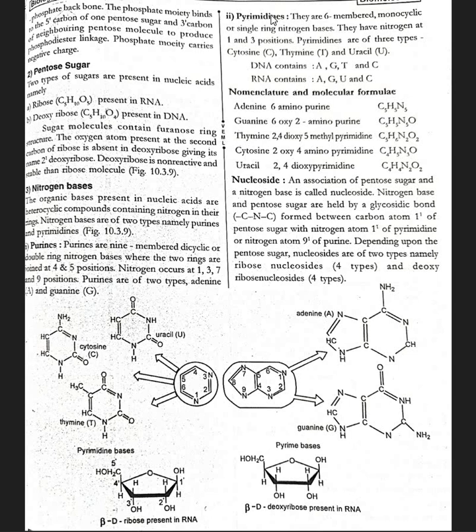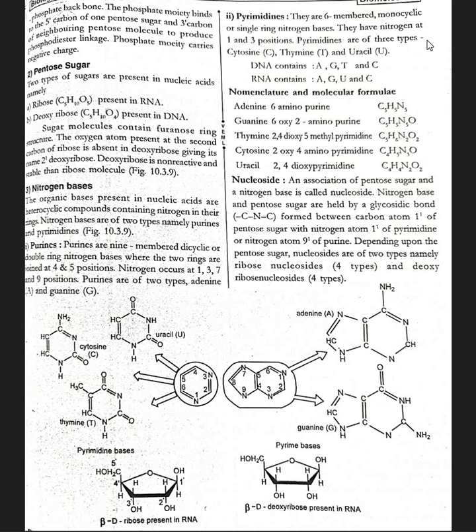Coming to the pyrimidines. Pyrimidines are six-membered monocyclic or single ring nitrogen bases. They have nitrogen at the 1st and 3rd positions. Look here, nitrogen at the 1st and 3rd position. See here, this is the first position, 1, 2, 3. So 1 and 3. Here also 1 is nitrogen, 2, and 3 is also nitrogen. So the 1 and 3 positions have the nitrogen.